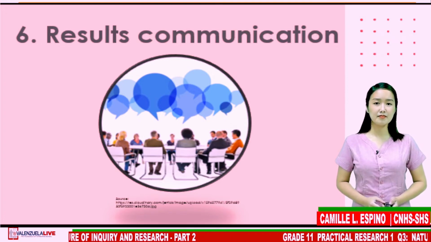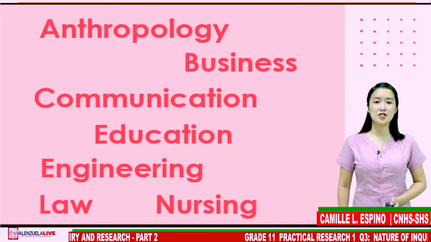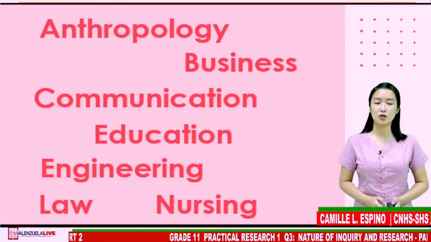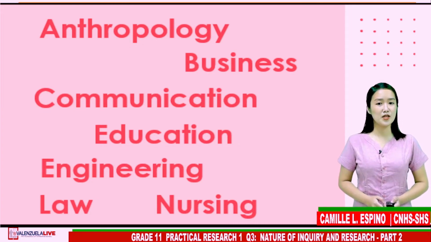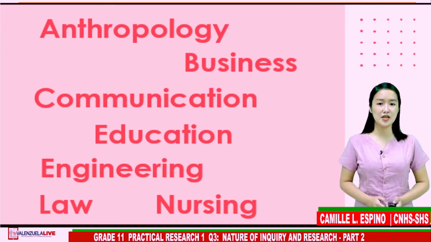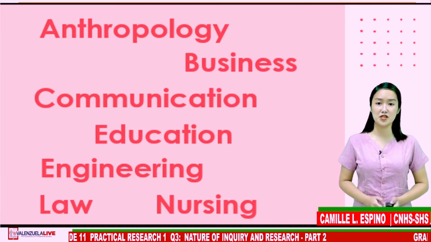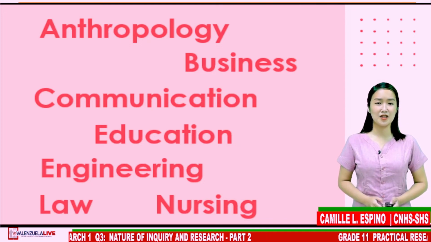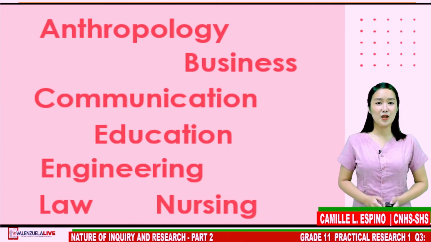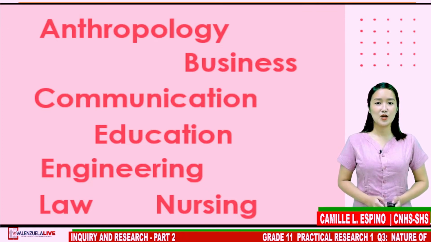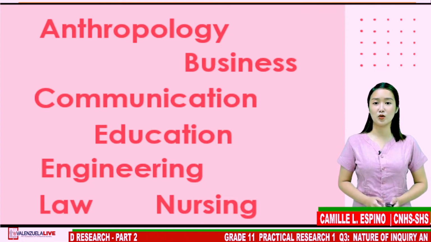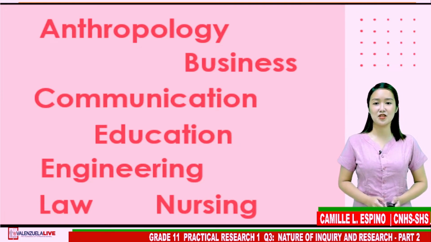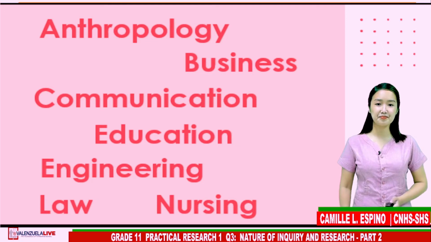So now, let us move on. Research studies can happen in any of the following fields. It can be in anthropology, business, communication, education, engineering, law, or even nursing. So, don't you wonder how people in these areas conduct their research studies? Belonging to a certain area of discipline, you have the option to choose one topic that you want to pursue in your research paper. So let us now move on to examples of research in areas of interest.